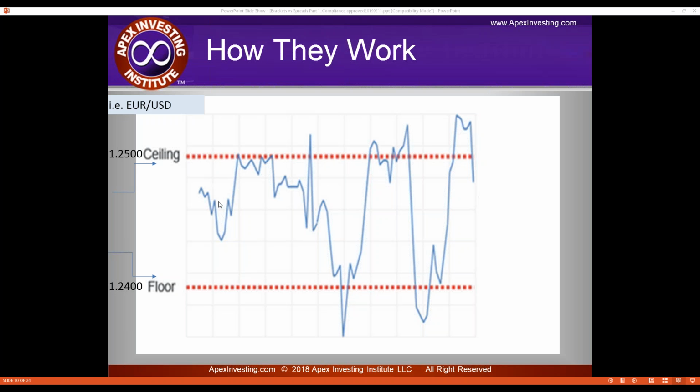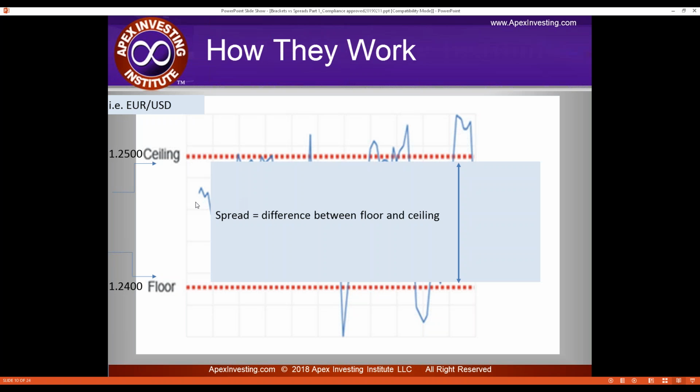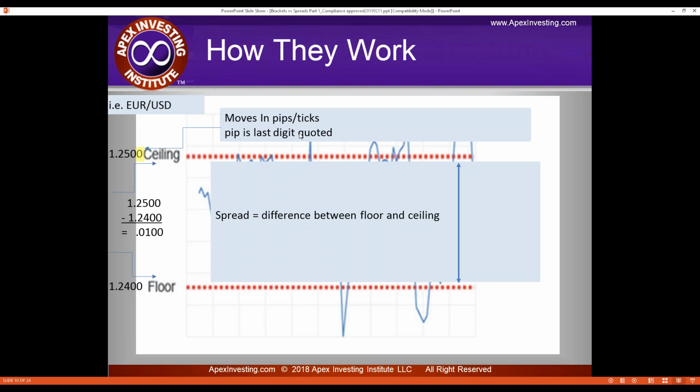Okay, well, with the call spreads, the width of the spread is the difference between the floor and the ceiling. This happens to be a $100, 100 wide spread. There are others that are 50, 200, several hundred, depending on what you're looking at. But it moves in pips or ticks, meaning the last digit quoted. Each pip or tick is worth $1. In this particular spread, there are 100 pips, and each pip is worth $1.